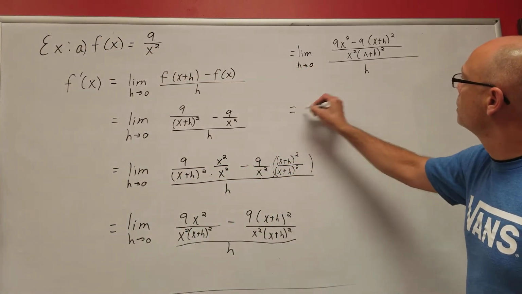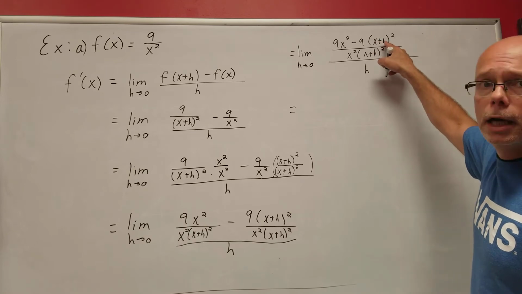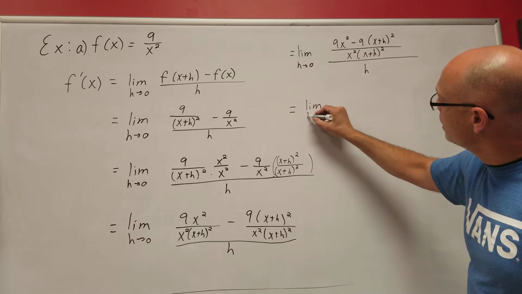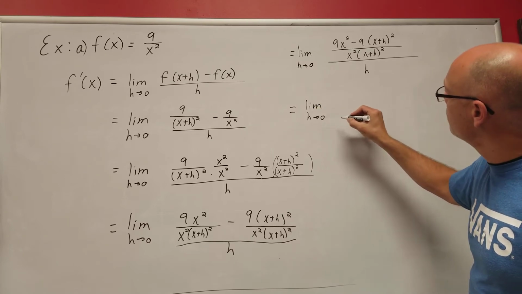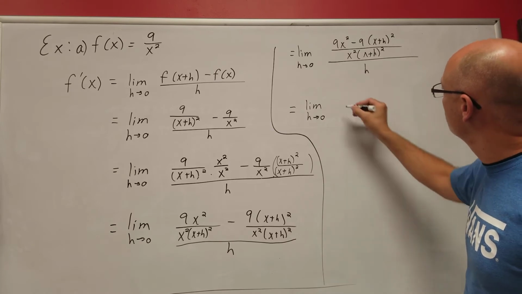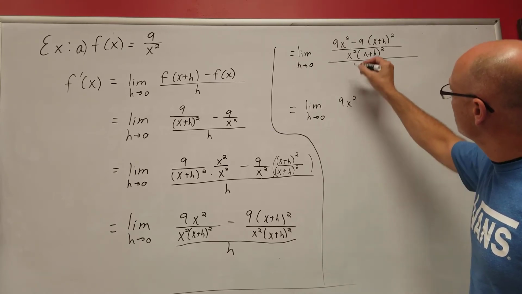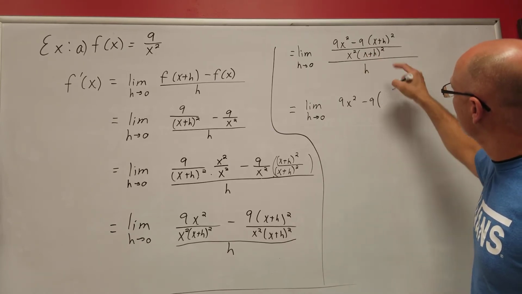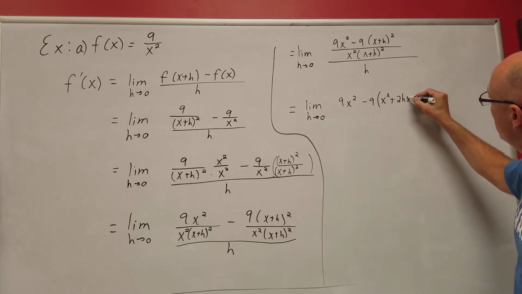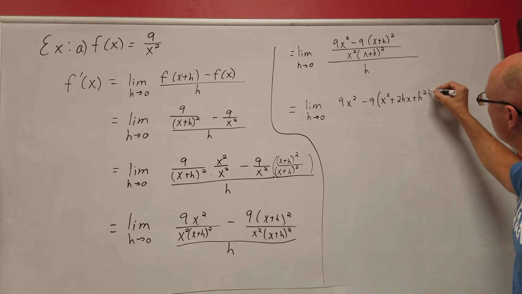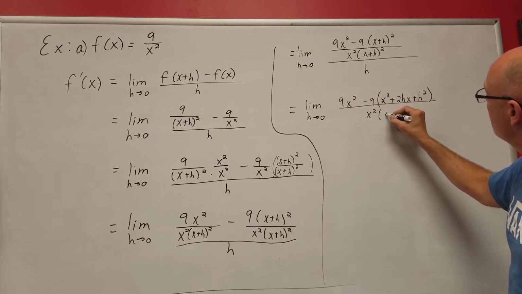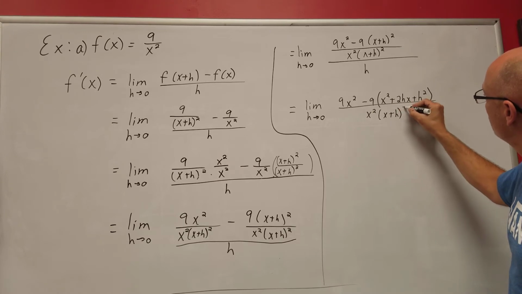All right, so what I'm going to do now is expand this part out. I'm going to square the x plus h. Let me do this to kind of separate it. Limit as h approaches 0 of 9x squared comes down, minus 9 comes down, but this part squared gives me x squared plus 2hx plus h squared, all over x squared times x plus h quantity squared.